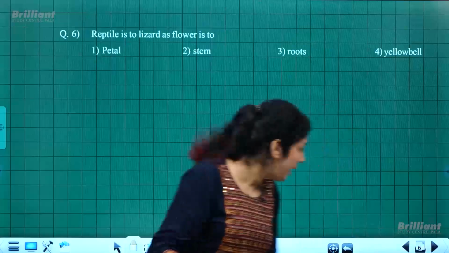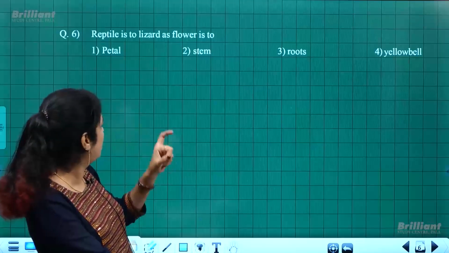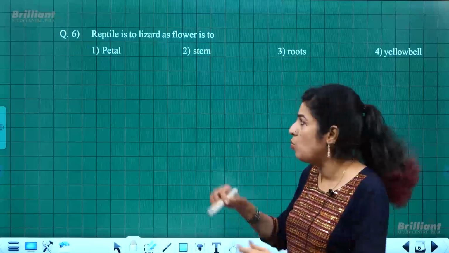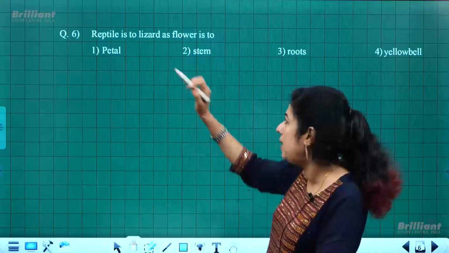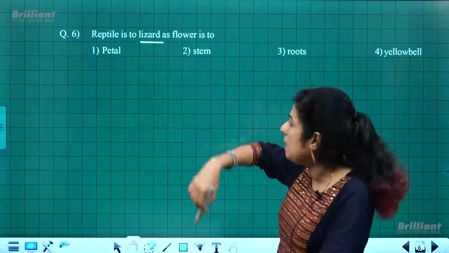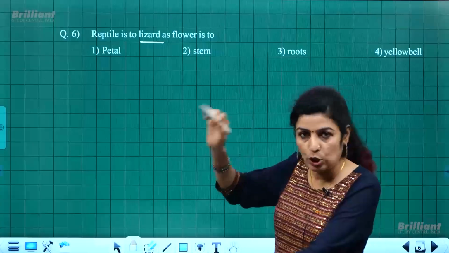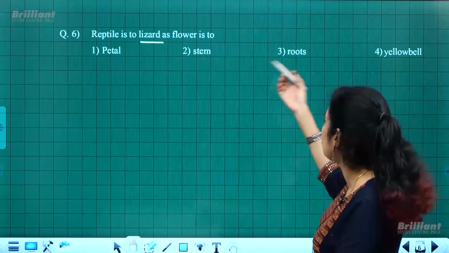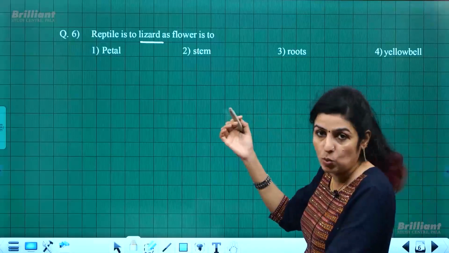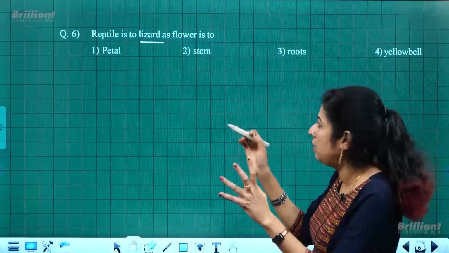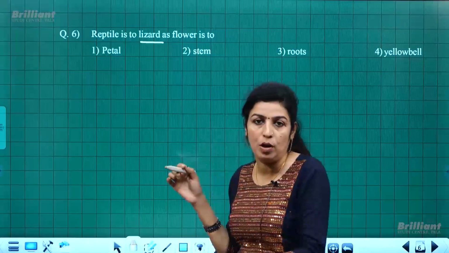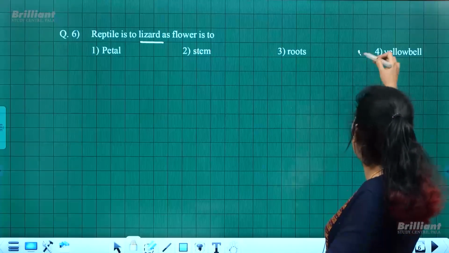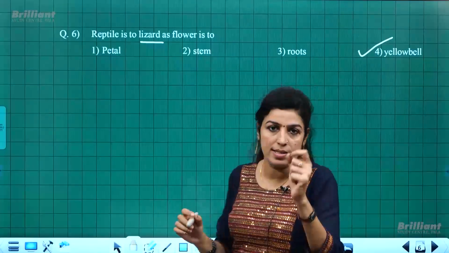Next, reptile is to lizard as flower is to dash. Here also, you know what reptiles are. One example of a reptile is given, and that is lizard. In the same way, you have to find one example of a flower from the options. Petal is a part of a flower, and stem and roots are also parts of plants. But here it's not about parts. We want an example of a flower, just like lizard is given as an example for reptile. In that sense, we have a flower called yellow bell, and that is the answer, because it is one example of a flower.